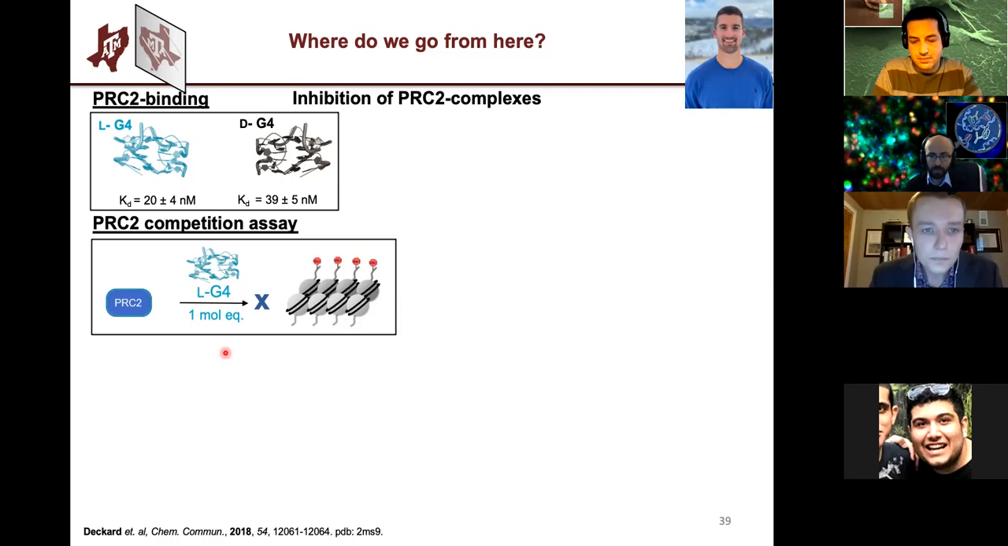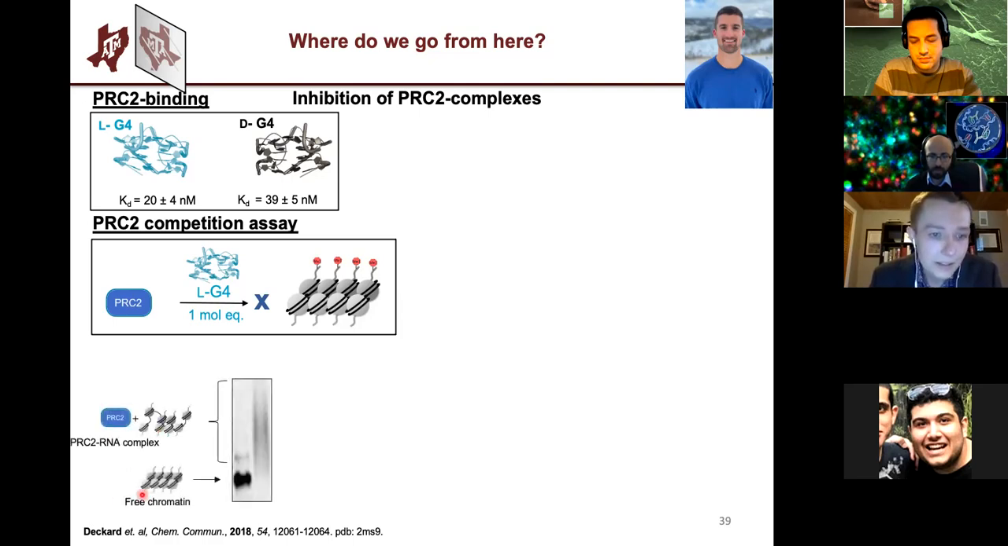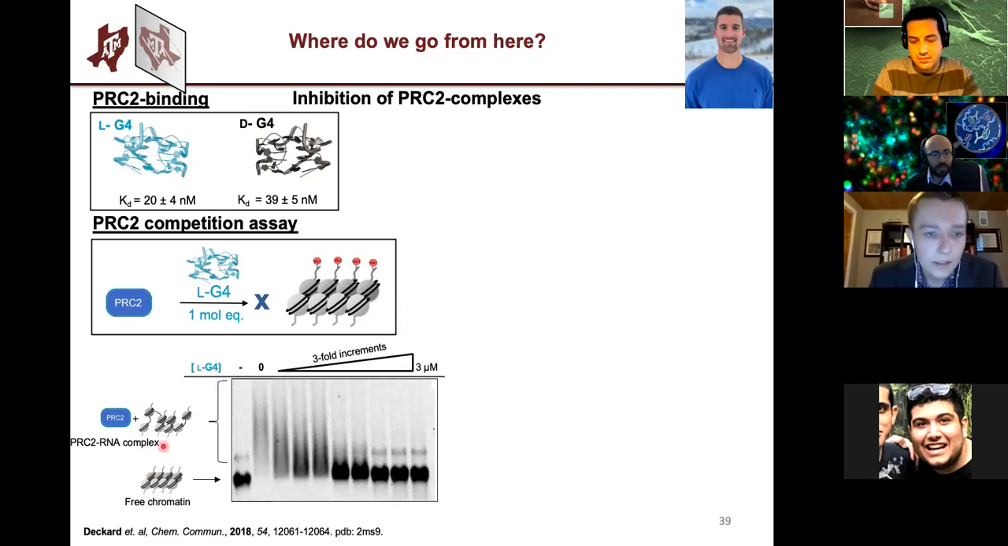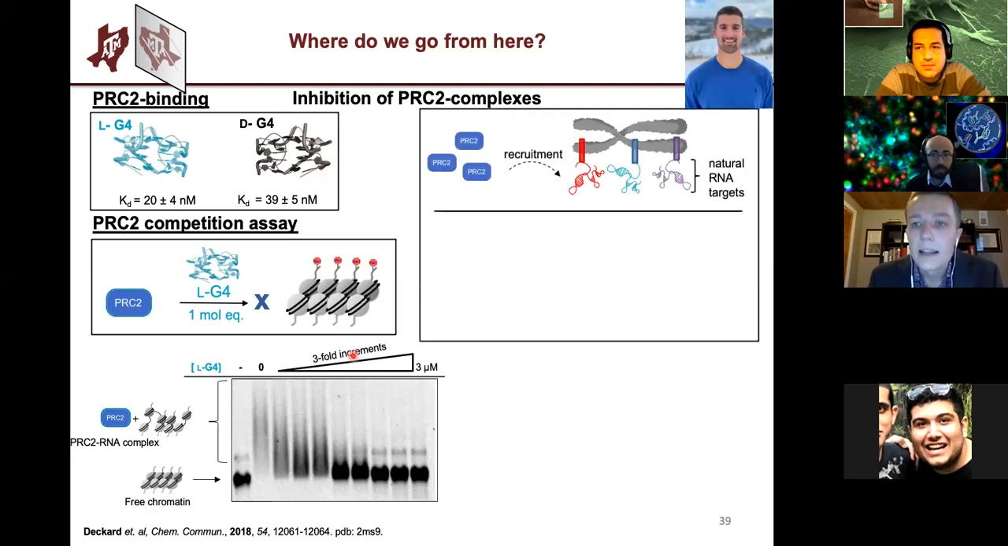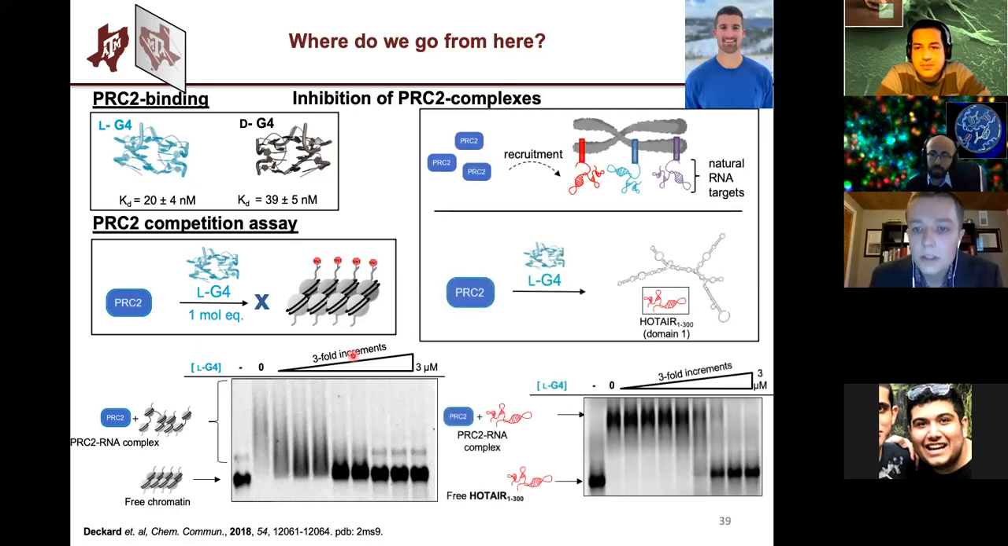And so he basically showed that this does in fact happen when you have PRC2 that's binding this RNA complex, which is a giant smear up here, versus free chromatin, which is shown down here in a control. As you increase the concentration of this LG quadruplex, you move back from this smear into free chromatin, basically implying that we are inhibiting PRC2 with this LG quadruplex. And then he did another set of experiments that I thought were really cool that I'll show here.